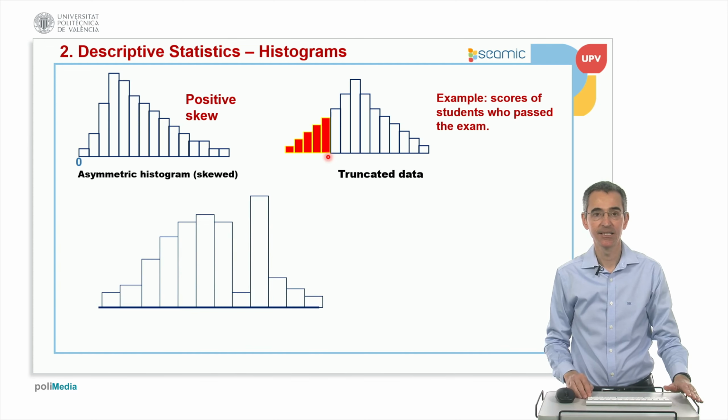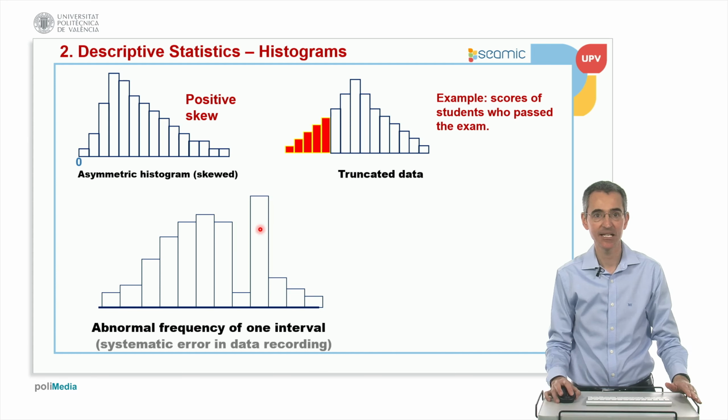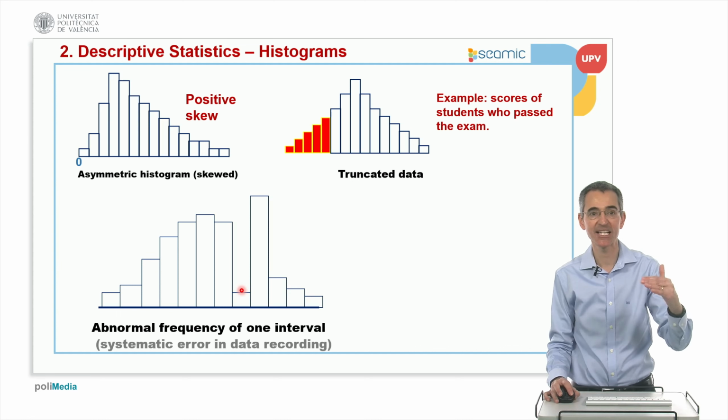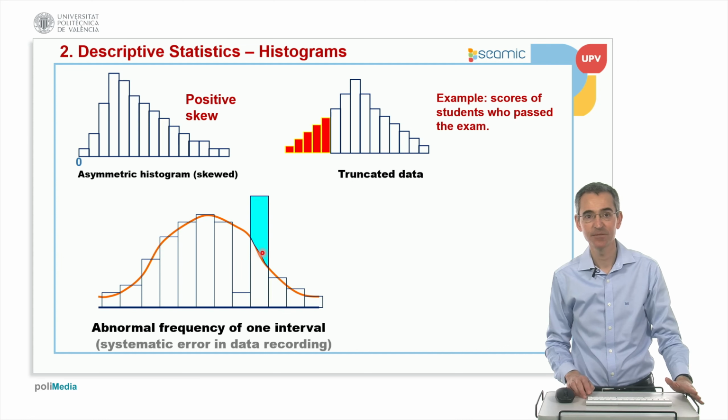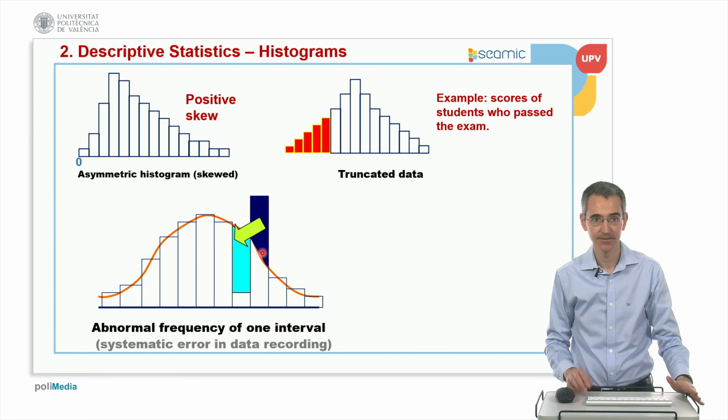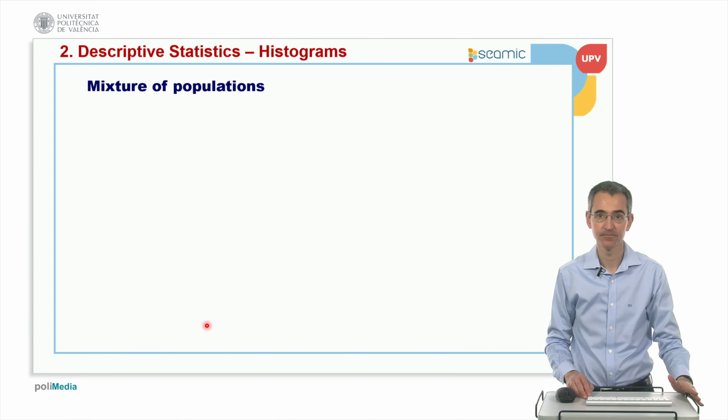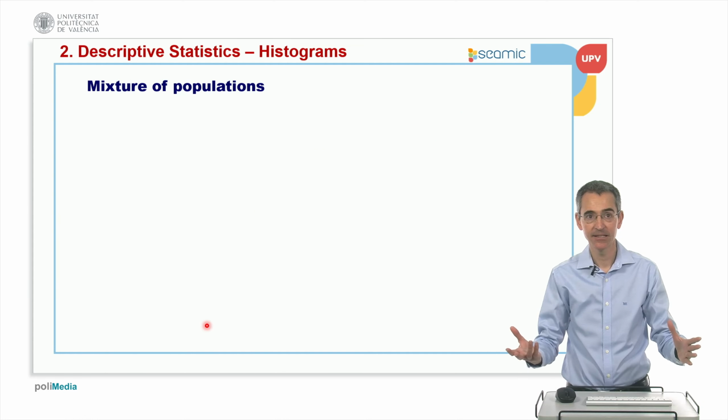Good. So this is another example. This histogram is revealing something strange, because the shape looks like a bell, looks like a normal distribution, but here the frequency for this bar is much lower than expected. But the next bar is much higher than expected. So it seems that this bar should correspond to the left. Here it's revealing some kind of abnormal frequency, maybe due to a systematic error in the data recording.